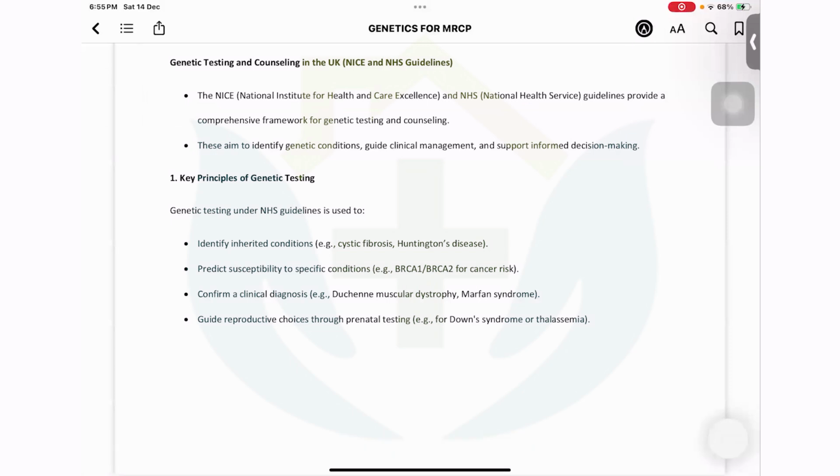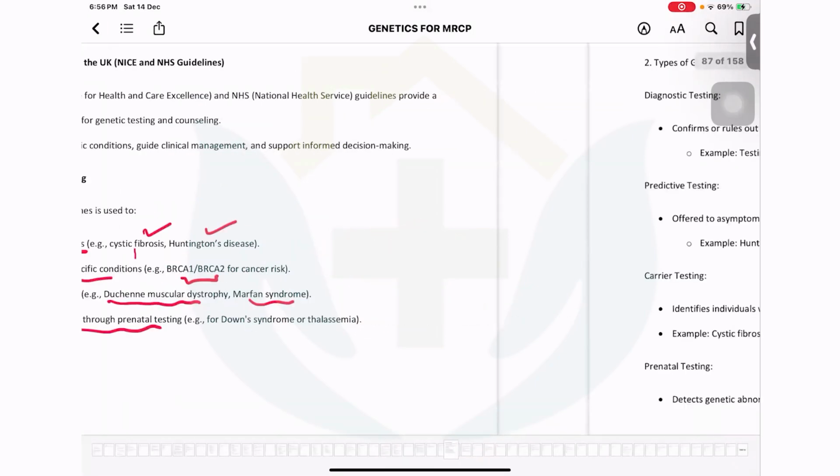So genetic testing and counseling in UK as per the guidelines. So key principles are, we need to identify inherited conditions like cystic fibrosis, like Huntington's disease, predict the susceptibility to specific conditions like BRCA1, 2 for cancer risk, confirming a clinical diagnosis, for example, Duchenne's, for example, Marfan's, and guide them while making reproductive choices.